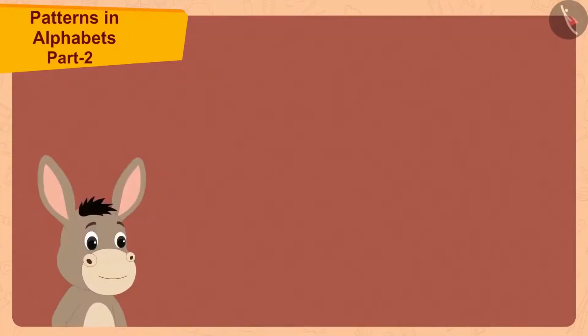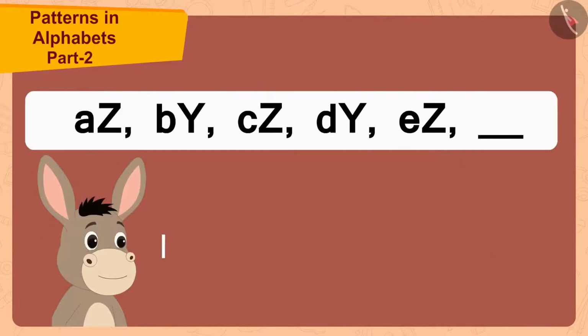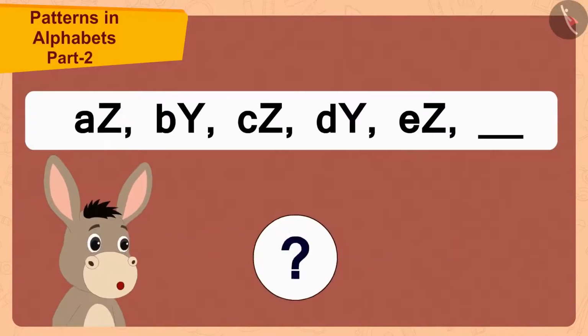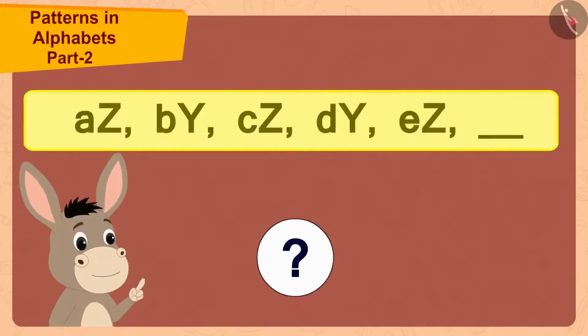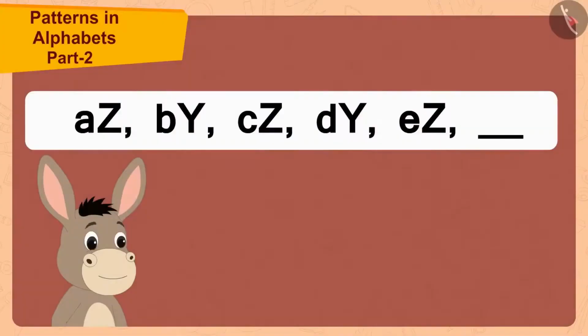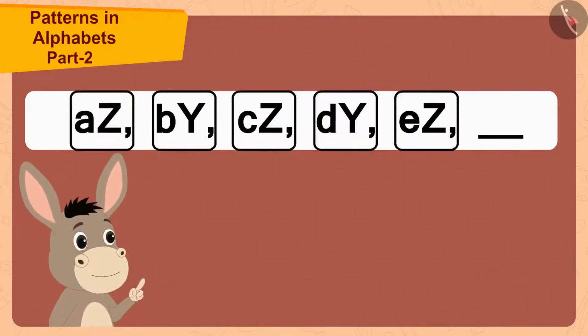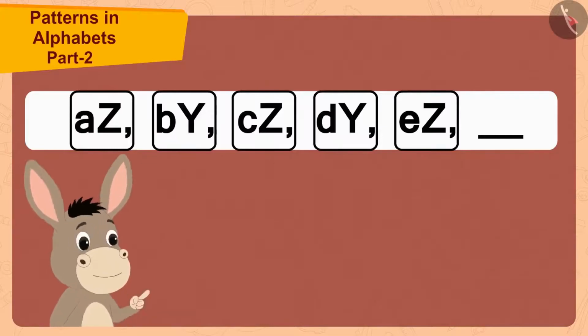Bhola noticed that the magical pen had written a pattern in such a way. What can be the rule of this pattern? What letter should I write in this blank space? Bhola started thinking. Bhola then looked at the pattern more closely. Here two-letter pairs are made.